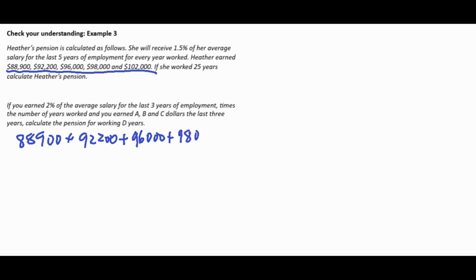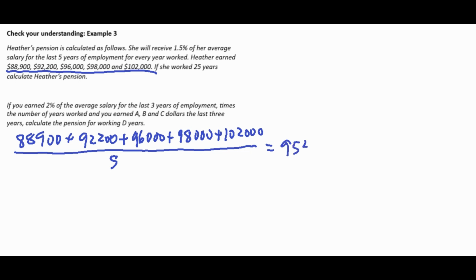So here's how the pension plan works essentially. First, we need to find the average of those 5 years. So we got $88,900, and we're going to add that to the $92,200, add that to the $96,000, add that to the $98,000, and add that to the $102,000. Right? And to find the average, since there's 5 different year salaries here, we take all those and divide them by 5. And when we do that, we find out that the average salary for the last 5 years is $95,420.